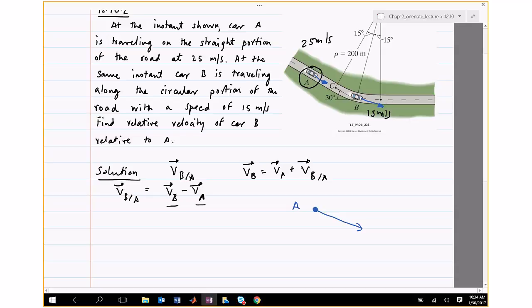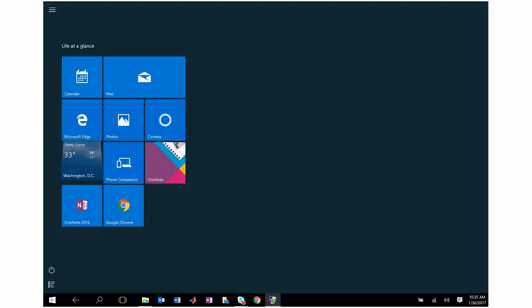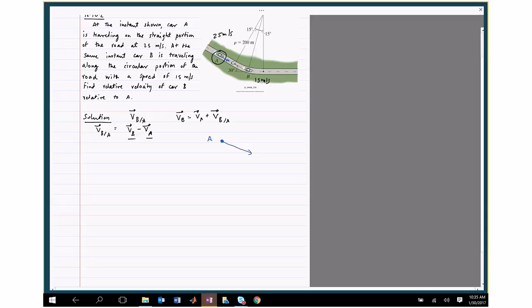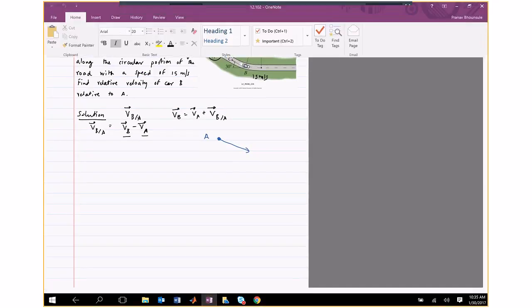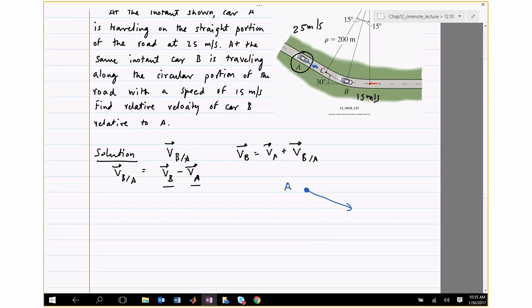So I drew the vector which points in the direction in which A is moving. And I know that it moves at 25 meters per second. However, I would like to get the velocity in terms of a vector. Before I do that, I need a coordinate frame, right? I cannot find velocity as a vector unless I have a coordinate frame. So let's say that the coordinate frame is like this. If you're not given one in the exam or homework, you should assume one yourself.